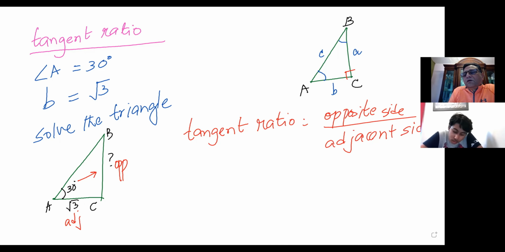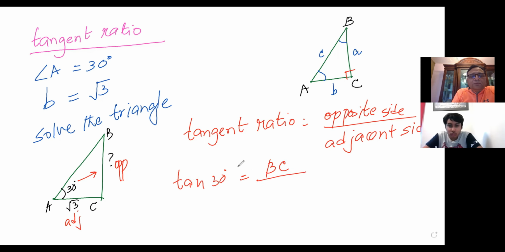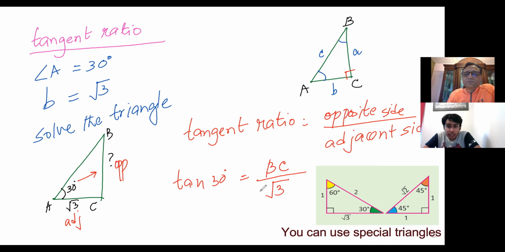Okay. So we know now that tan of 30 degrees is equal to BC, which you want to find, over the adjacent side AC, which is square root of 3. So, sir, would we redo the formula as tan 30 multiplied by square root of 3 to get BC? Yes. So BC will be equal to square root 3 times tan of 30, right?